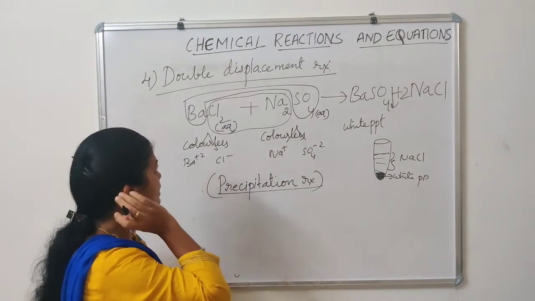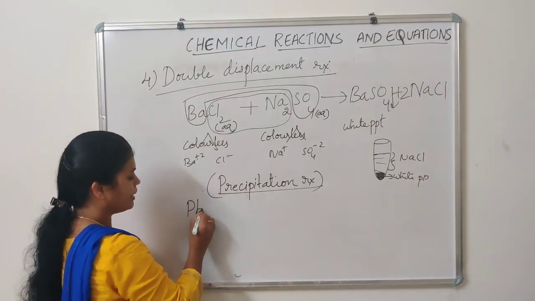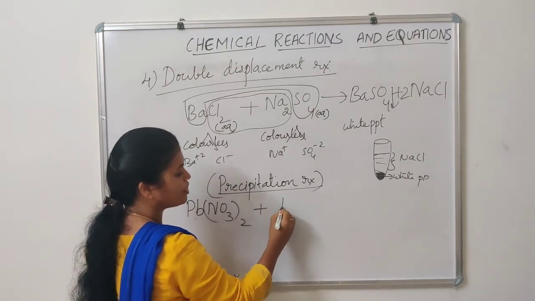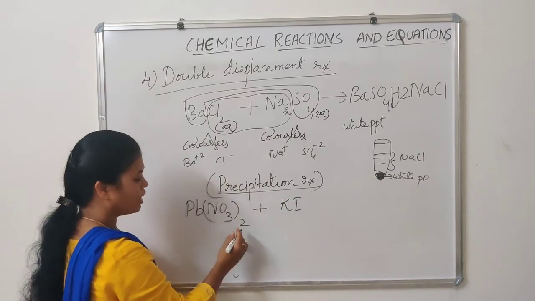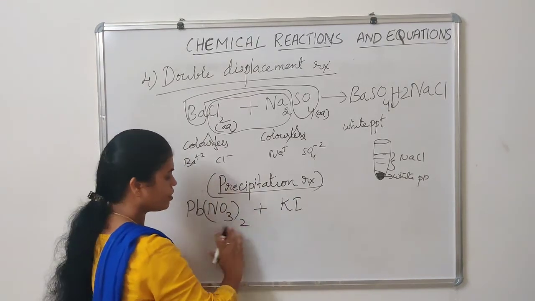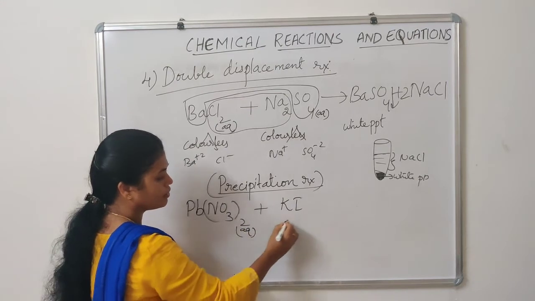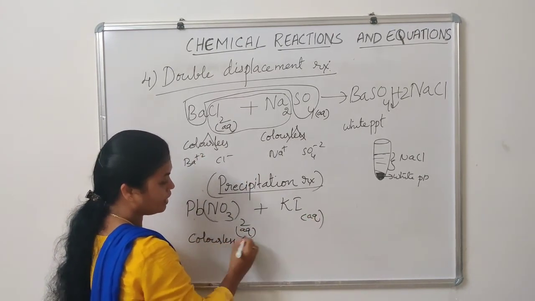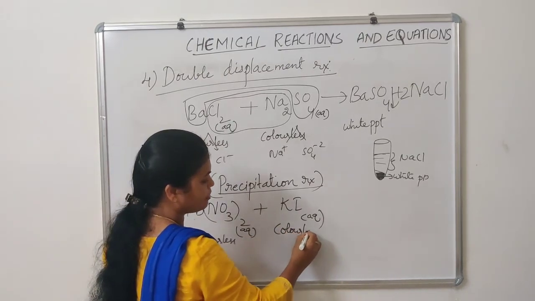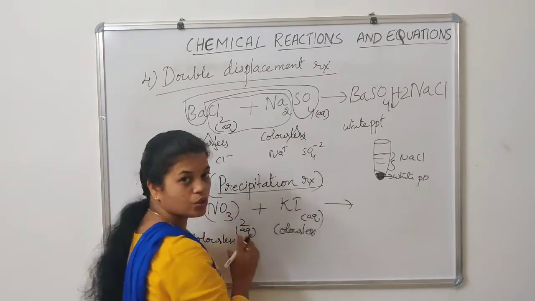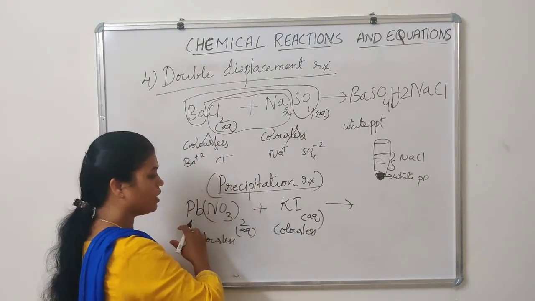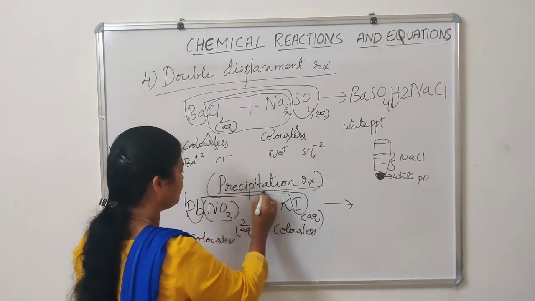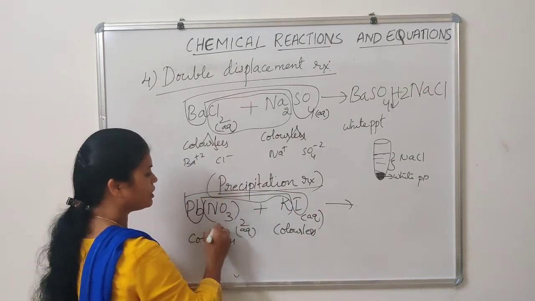One more example, let us take this. For example, lead nitrate, Pb(NO3)2, plus potassium iodide. Both are again colorless, white crystalline solids. When we dissolve them in water, they become aqueous solutions, which are colorless. When we mix these solutions, what do you see here? Exchange of ions takes place. Lead will react with the iodide and potassium will react with the nitrate.